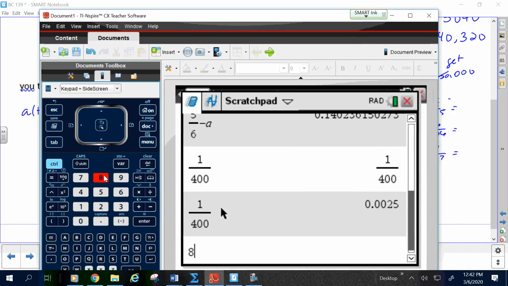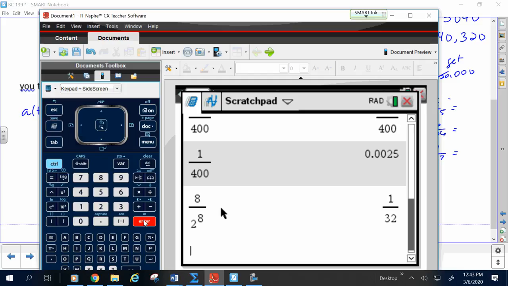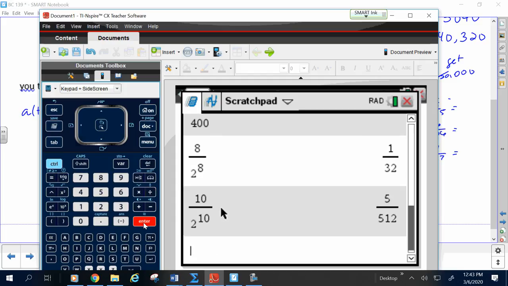So 8 divided by 2 to the 8th. That's basically 1 over 2 to the 5th. Oh, shucks. Yes, good point. 1 over 32. So we're not there yet. Should we keep going incrementally or just jump around a little? Jump around. How about that? Yeah. 10 over 1024. That's roughly 1/100.